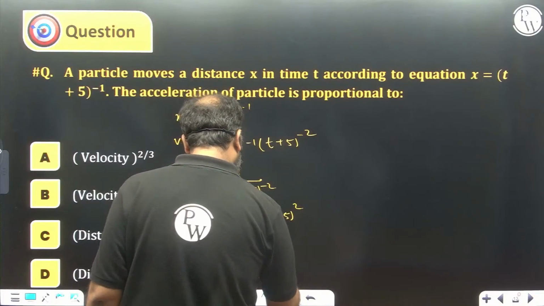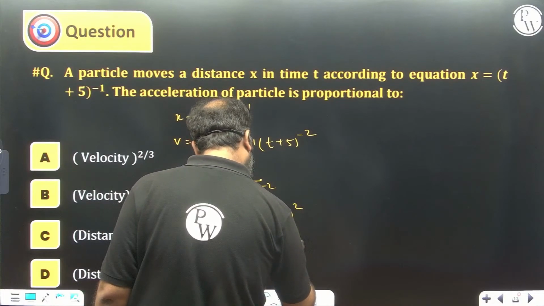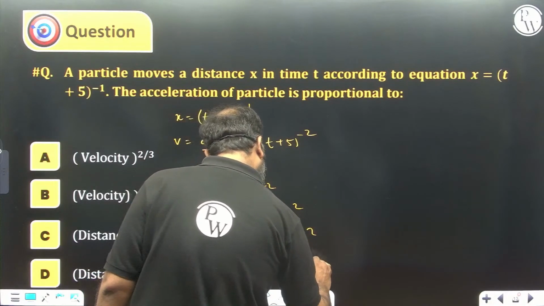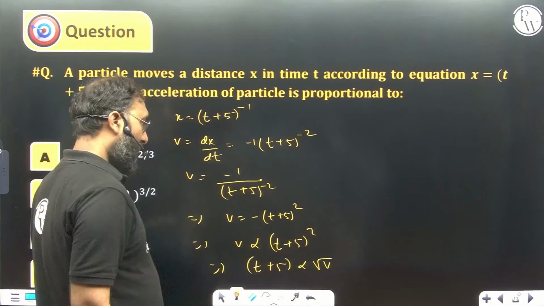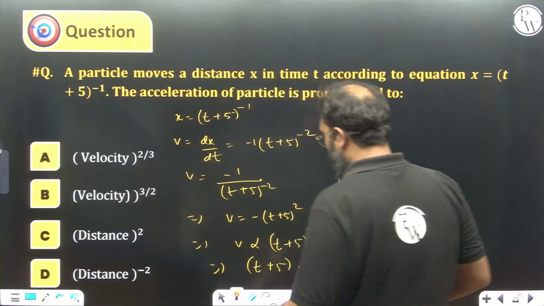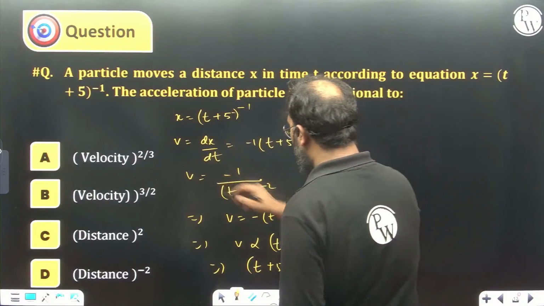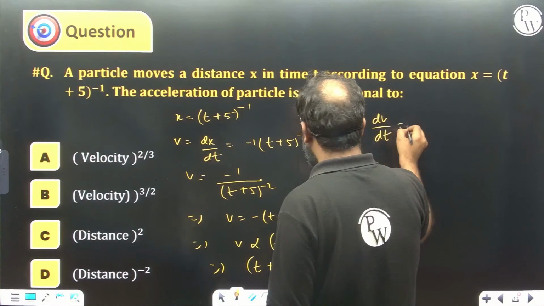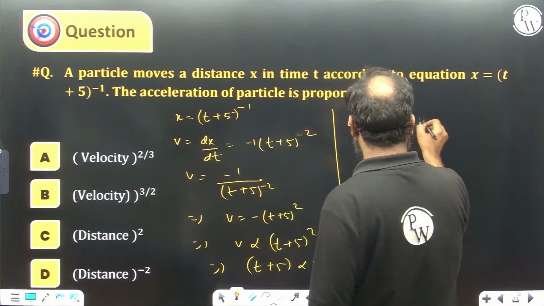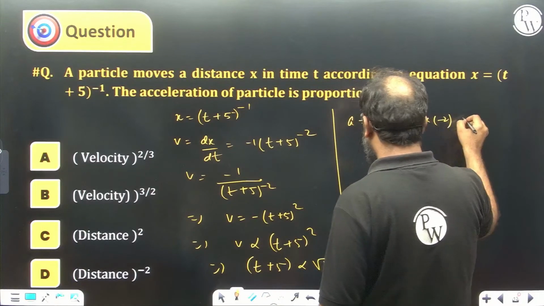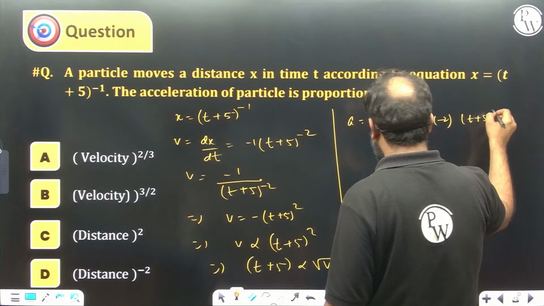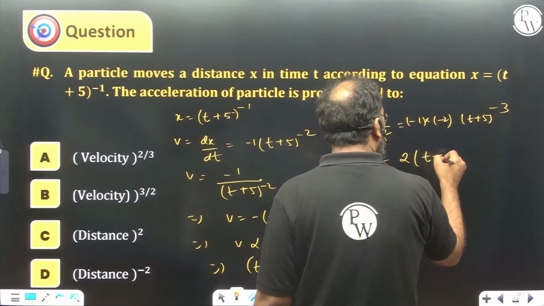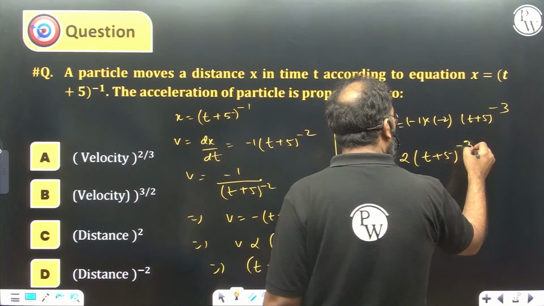So we can say from here velocity is proportional to (t plus 5) power 2. So t plus 5 is basically proportional to root v. From here t plus 5 is proportional to root v, and again I am doing one more differentiation. So acceleration is what? dv by dt. So it will be minus 1 into minus 2 into (t plus 5) power minus 3. So acceleration I am getting as 2 times (t plus 5) power minus 3.